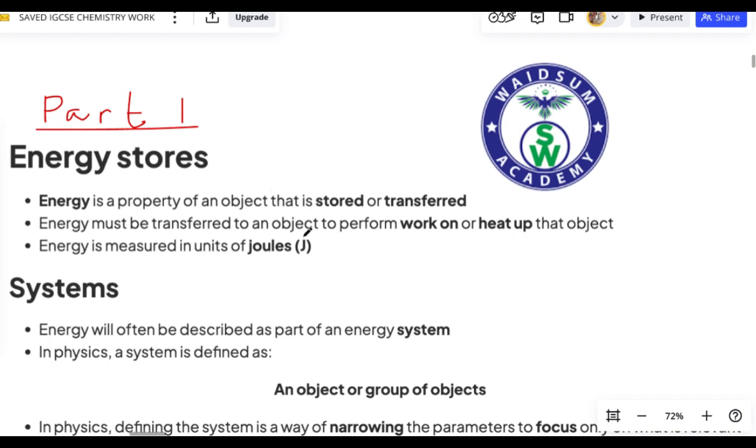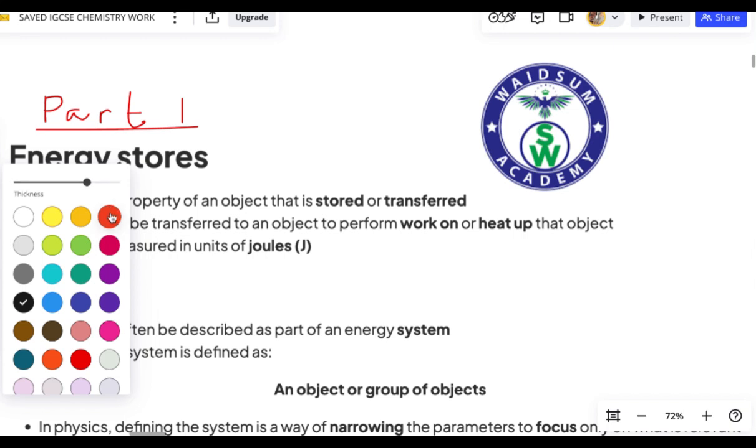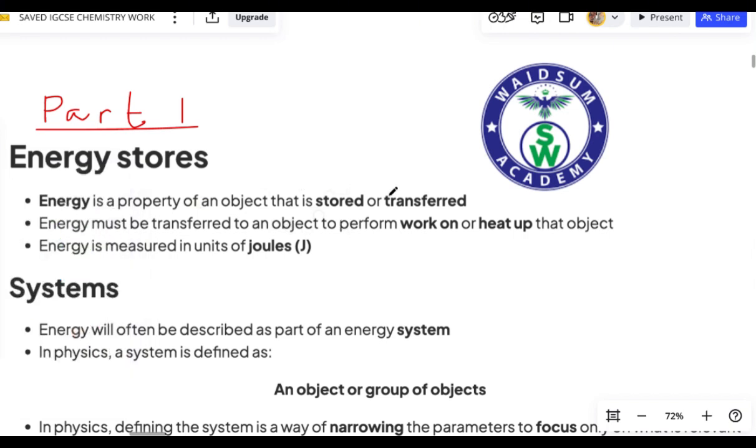What's energy? Energy is the characteristic that an object has that is stored or that can be transferred. Something an object has inside it, something that enables an object to do work, something that gives the object the ability to do some work. So it's something that is stored in an object or something the object can transfer. This property that an object has that can be stored or transferred is called energy.